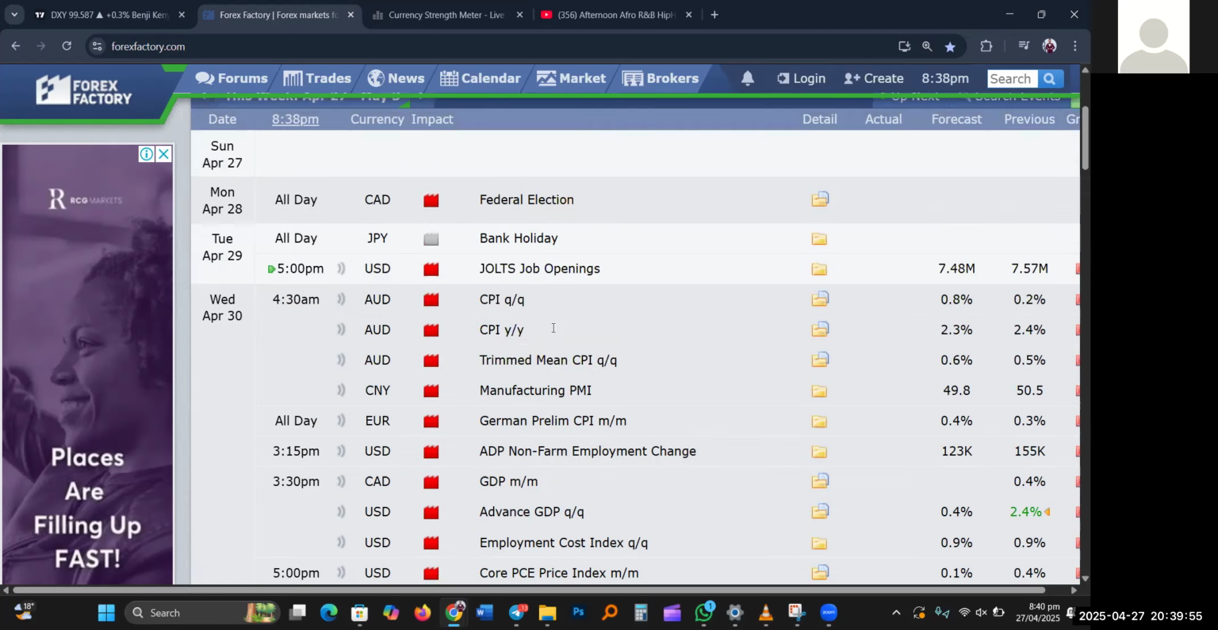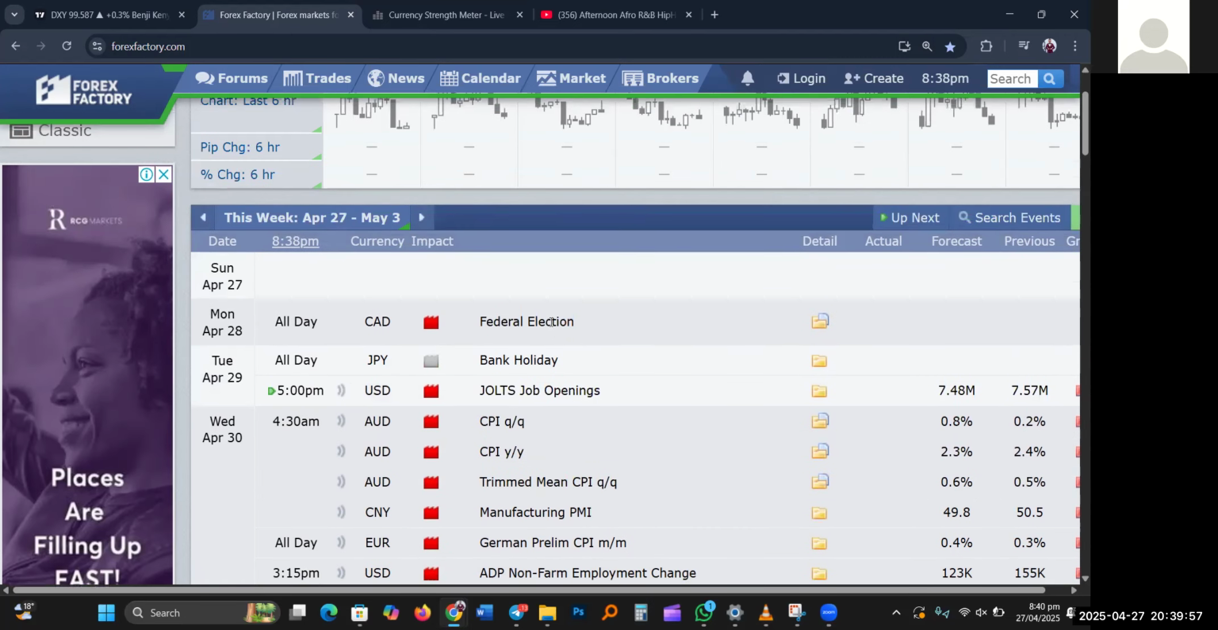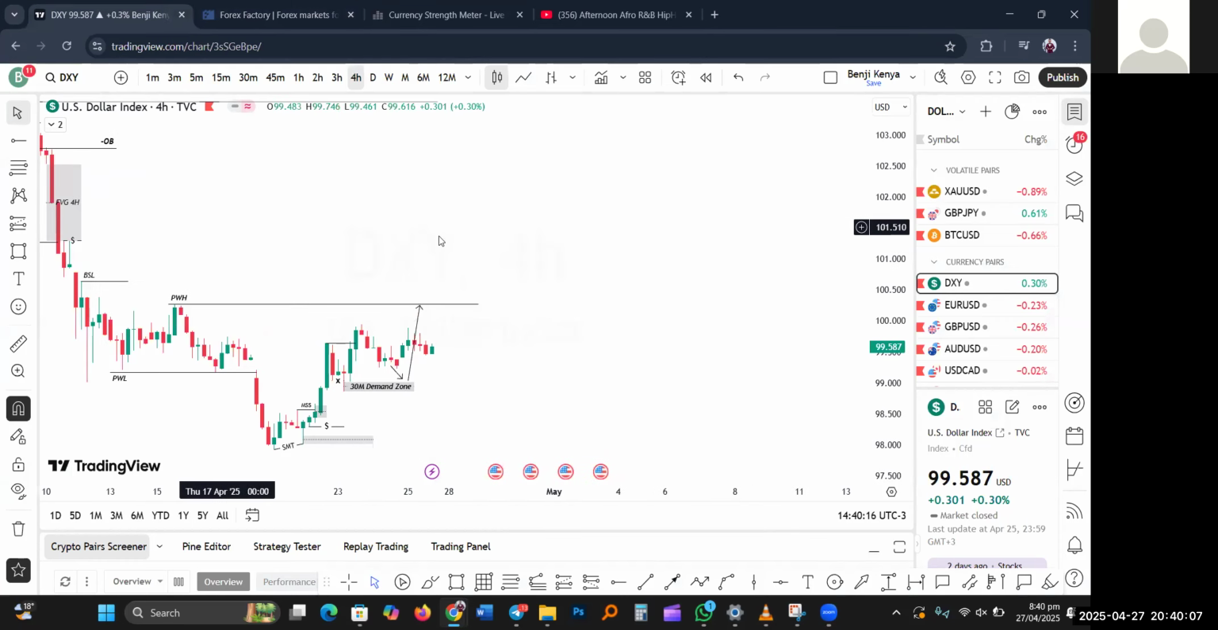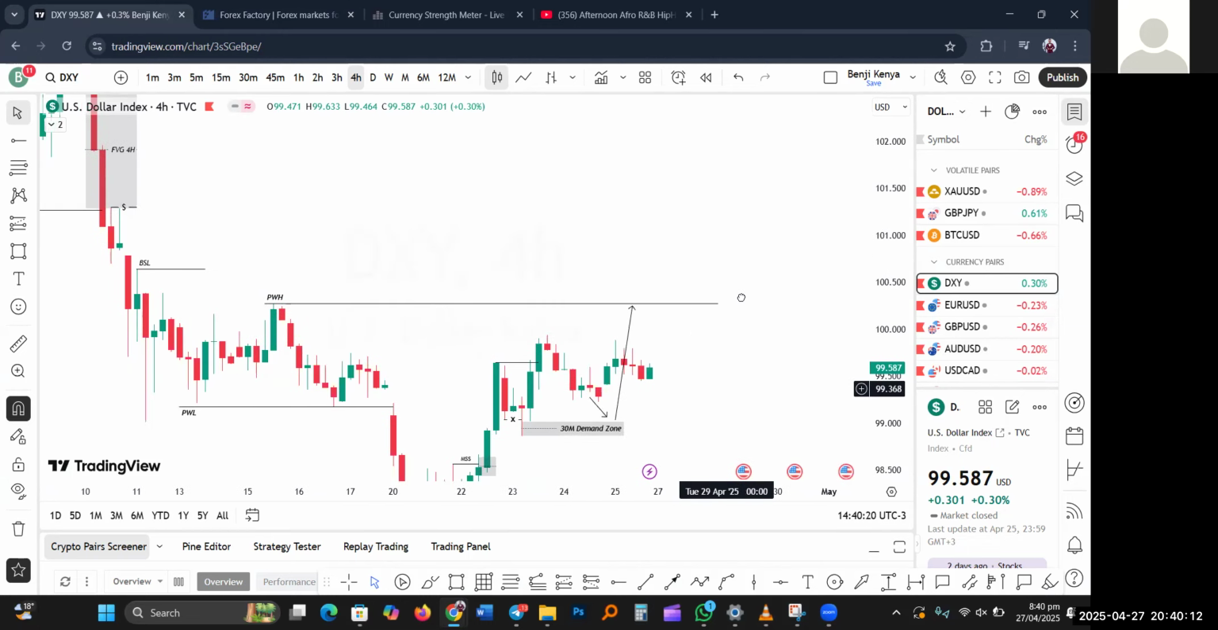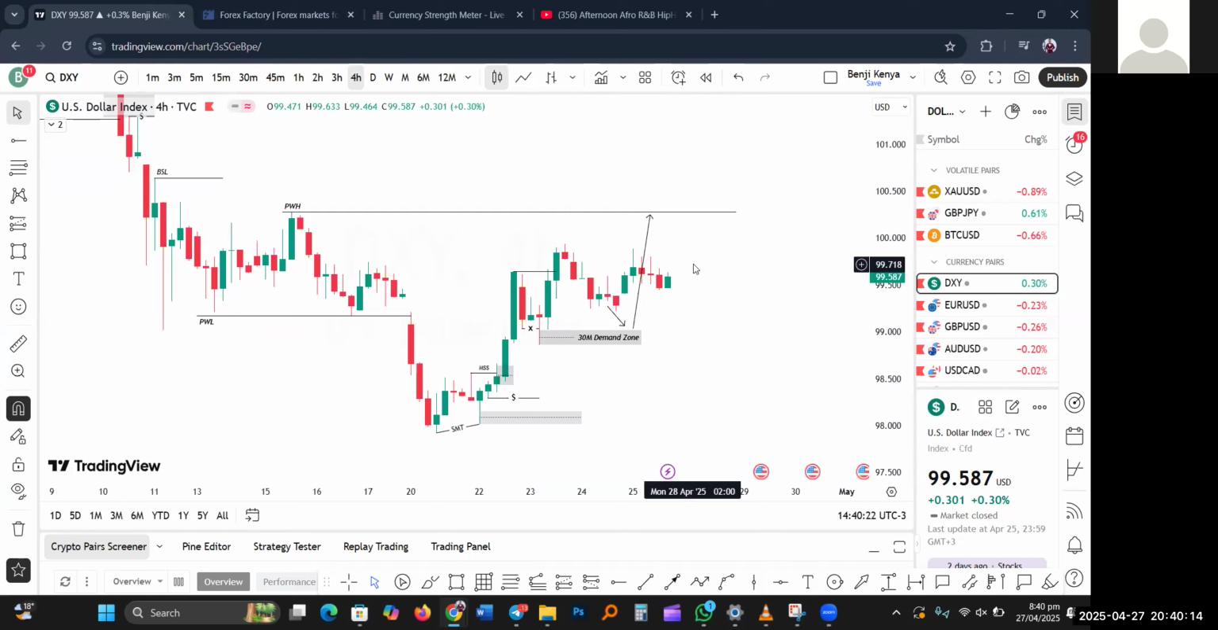For those who hate that guy, I know most of you hate him, including Kim. Kim doesn't love the guy, but the volatility is actually good because we can see from last week. So this is DXY on the 4 hour time frame. For the entire week, we have not had any type of movements whatsoever, which is very good.